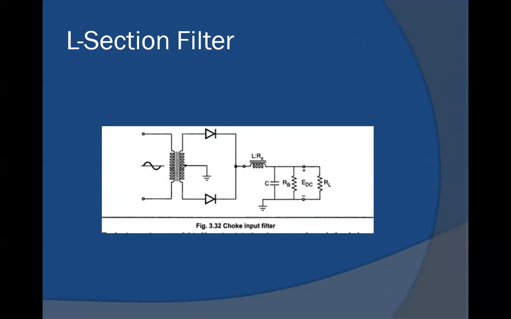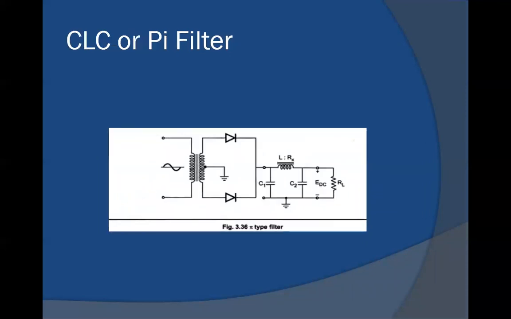So here L and C, both elements are used for the filter circuit. That's why it's called an L section filter, which will form an L shape. The L will be connected in series, and the capacitor will be connected in parallel to the load resistance. That's why it's called an L section filter. Next, we are going to see the CLC or pi filter.